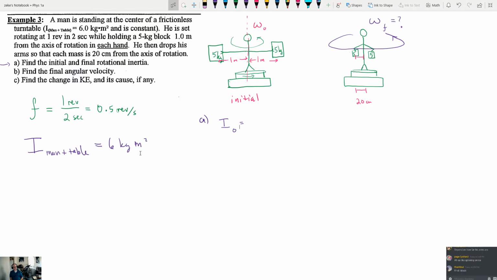We need to know the moment of inertia of the blocks, right? Pretty much. So I'm going to say that the moment of inertia of man plus table plus the moment of inertia of the blocks should give us our initial moment of inertia.